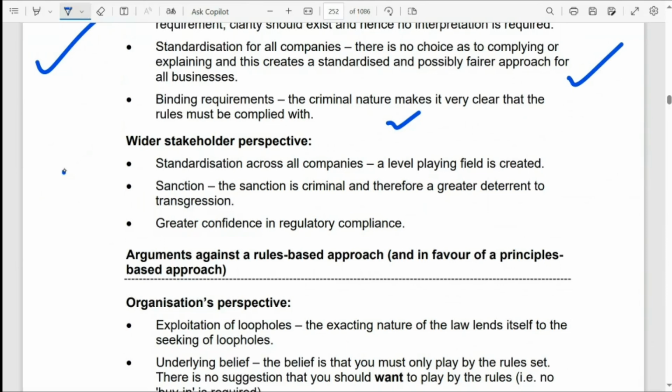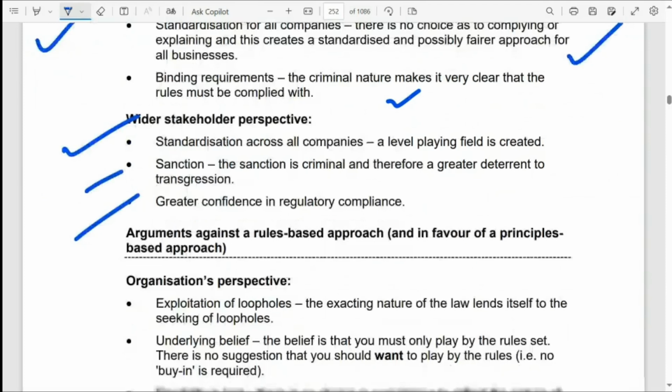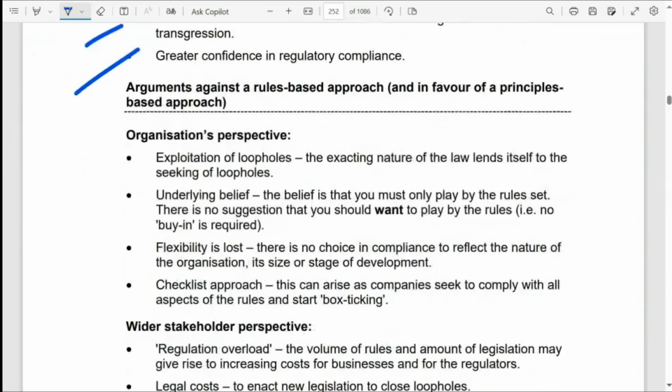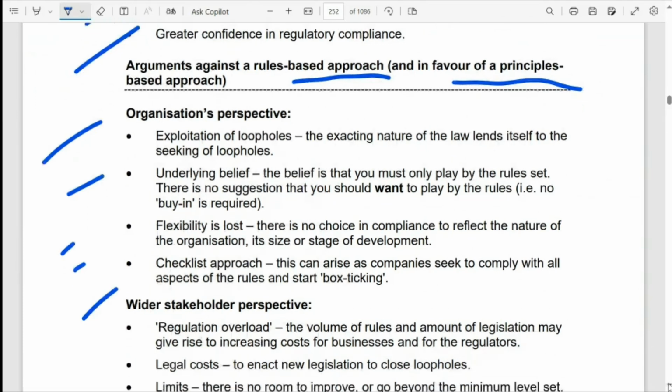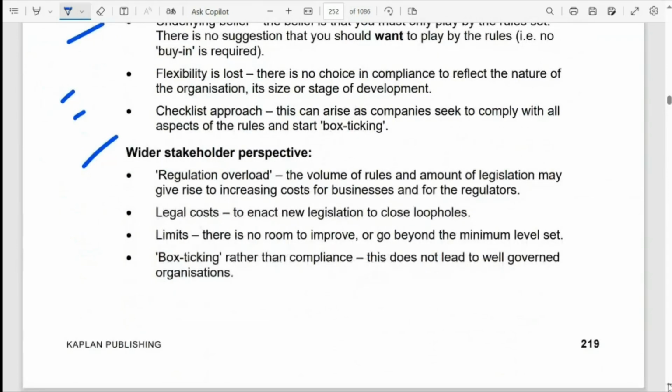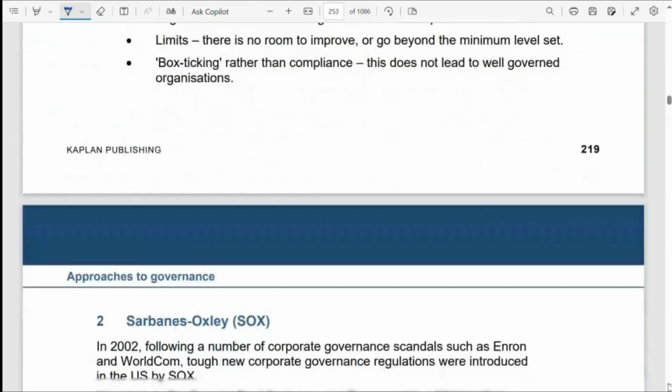From a wider stakeholders' perspective, there are standardization, sanction, and greater confidence in regulatory compliance. The argument against a rule-based approach and in favor of a principle-based approach is like this. Once you understand rule-based and principle-based, you will quickly understand the argument. Go through this argument; it is easy to understand. A wider perspective is also mentioned there.